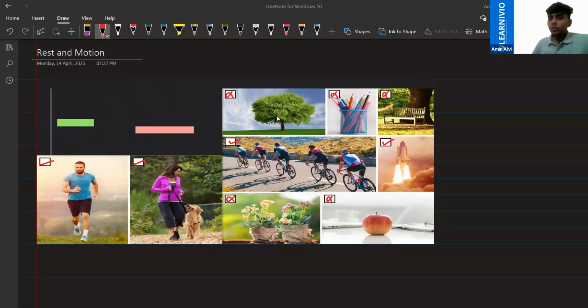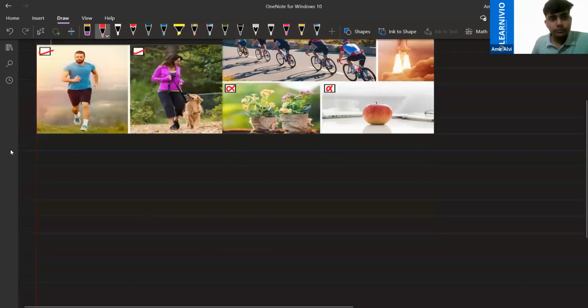So from this, we can conclude that if a body is changing position with respect to time, it is in motion. And if a body does not change position with respect to time, it is at rest. Yes or no, everyone? Yes, sir. Okay, so let me write down the definition over there.